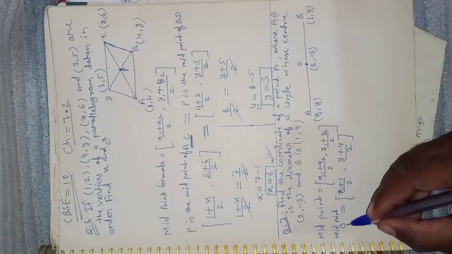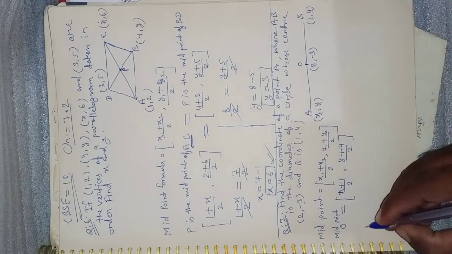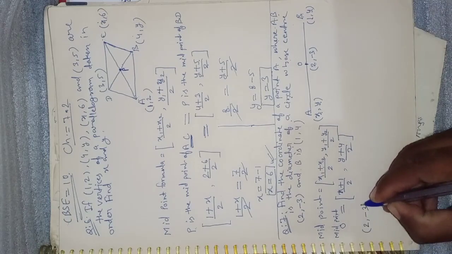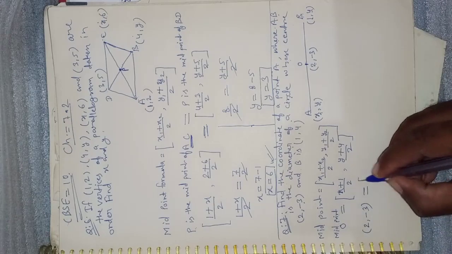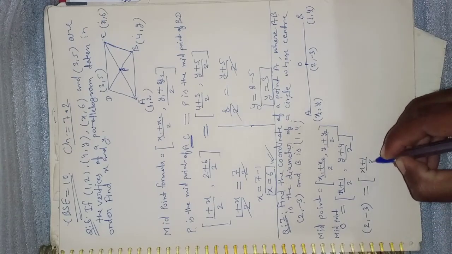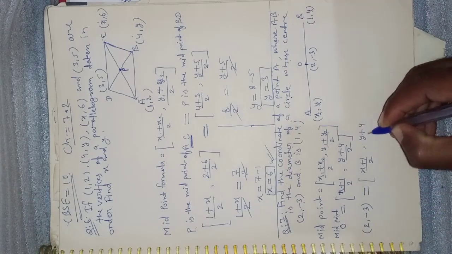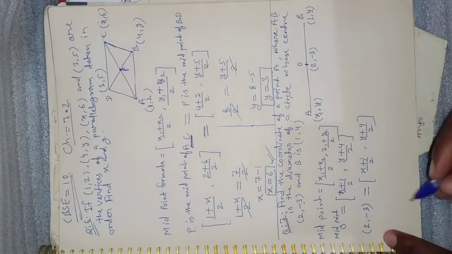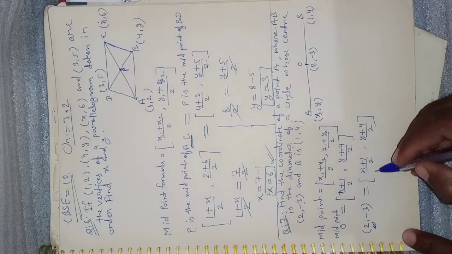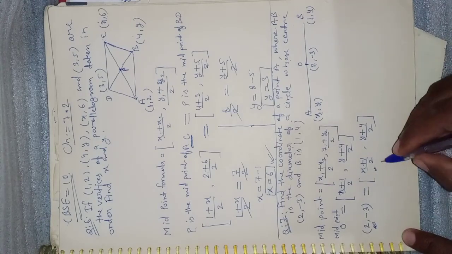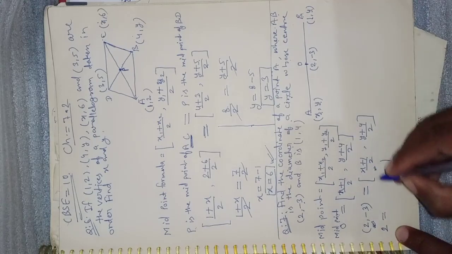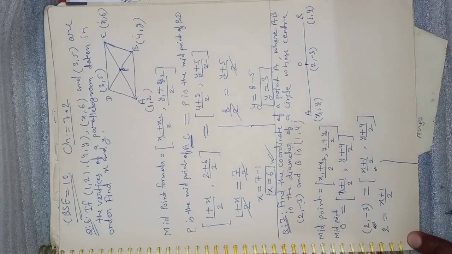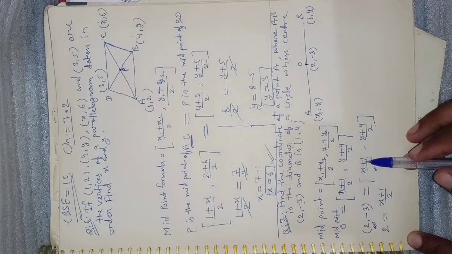Here the midpoint coordinate is already given: (2, minus 3). So (2, minus 3) is equal to ((x plus 1) upon 2, (y plus 4) upon 2). When we find the x value, the x coordinate is equal to the x coordinate, and the y coordinate is equal to the y coordinate. So 2 is equal to (x plus 1) upon 2.